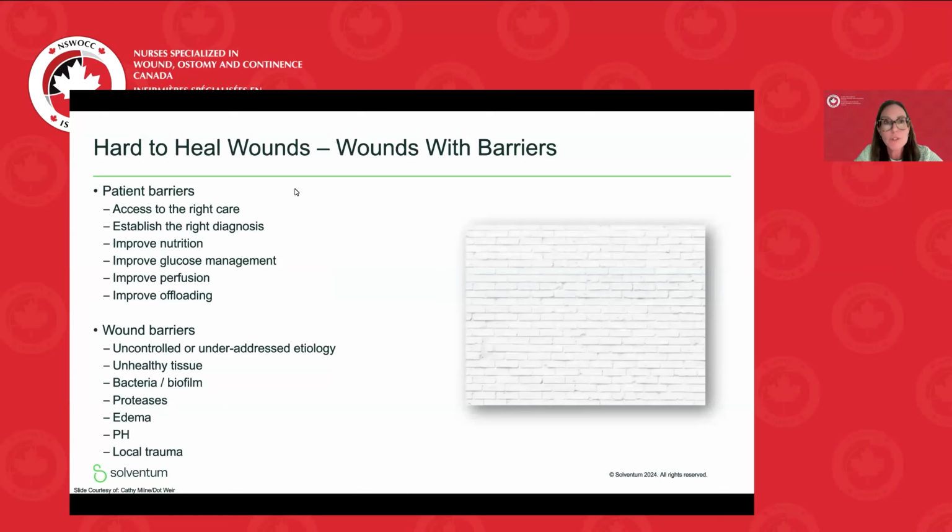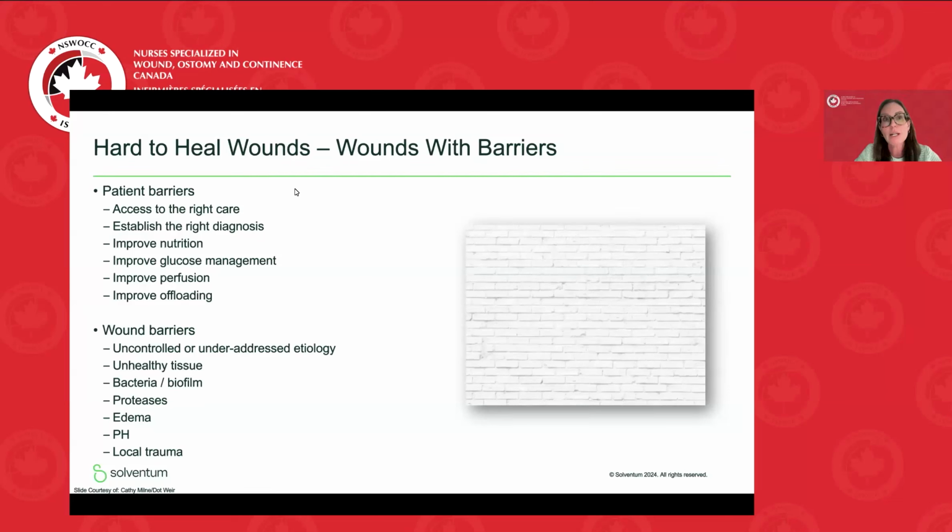There are lots of barriers to wound healing. Again, kind of preaching to the choir, but I want to make sure that we emphasize that as we're talking about what devices and what dressings we need to be using when, there are so many things that we need to look at. We have to make sure that the patient and/or caregivers have access to the right care. First and foremost, we have to establish the right diagnosis, right?